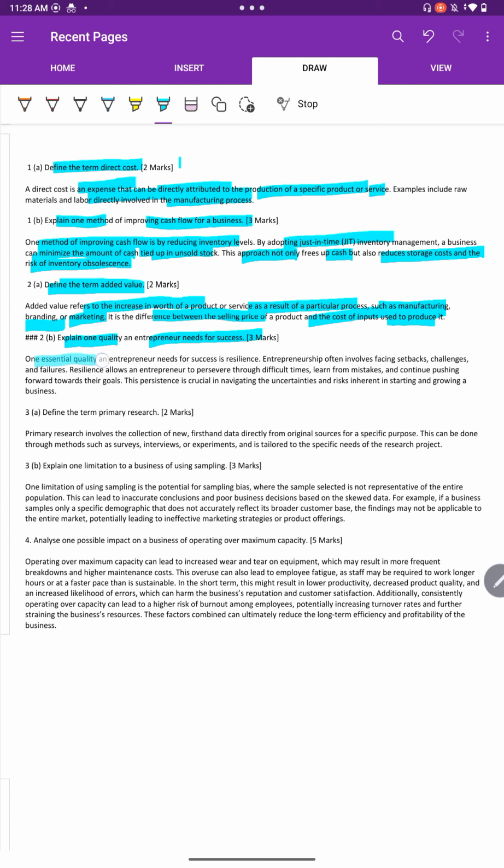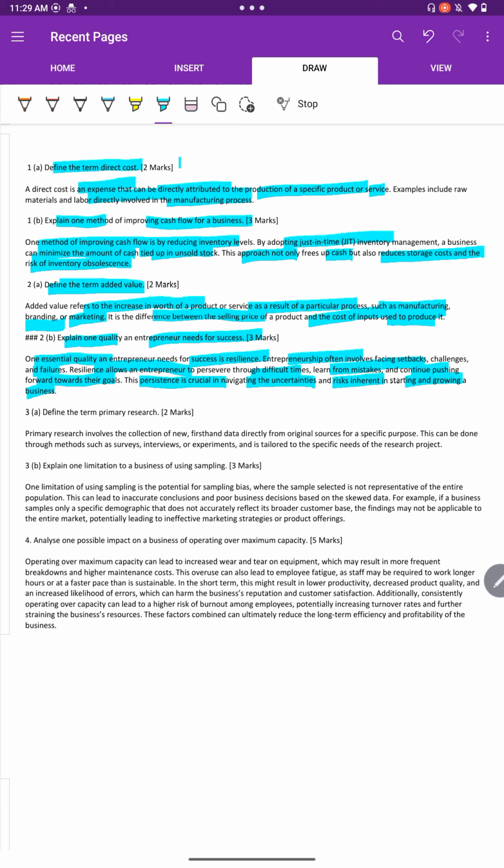So one essential quality an entrepreneur needs for success is resilience. It means flexibility. Entrepreneurship often involves facing setbacks, challenges, and failures. So resilience allows an entrepreneur to persevere through difficult times, learn from mistakes, and continue pushing forward toward their goals. And this persistence is crucial in navigating the uncertainties and risks inherent in starting and growing a business. So this is a very important quality.